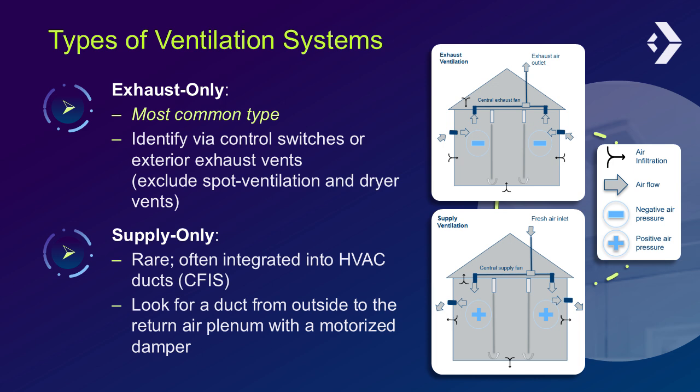Supply-only systems are rare. Most of the ones you might see feed into the home's duct system, called a Central Fan Integrated Supply System, or CFIS. You should look for these by inspecting the HVAC ducts. A CFIS will have a duct that leads from the outside to the return plenum, typically with a motorized damper. You should also be able to see the intake vent from the outside.